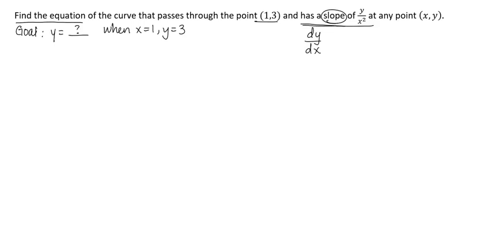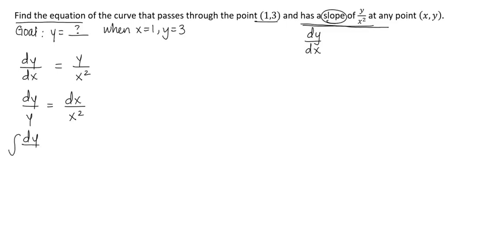So when they tell us that the graph has a slope of y divided by x squared, that explicitly tells us that our differential equation is dy/dx, that is the slope, equals y divided by x squared. So now that we have a differential equation, we're going to separate variables. To do that, I'm going to divide both sides of the equation by y, and multiply both sides by dx. So I have this equation here. I'm then going to integrate both sides.